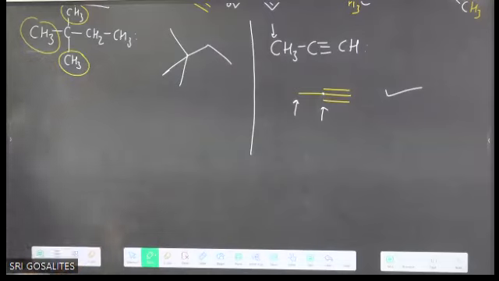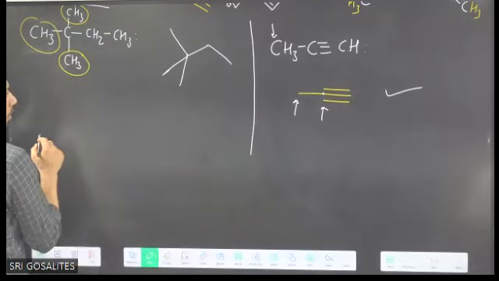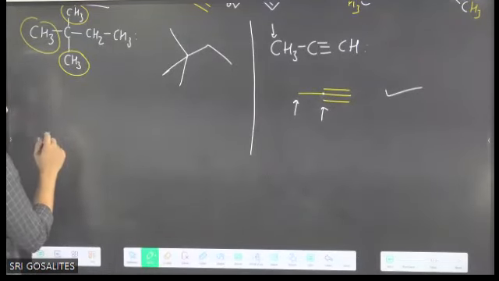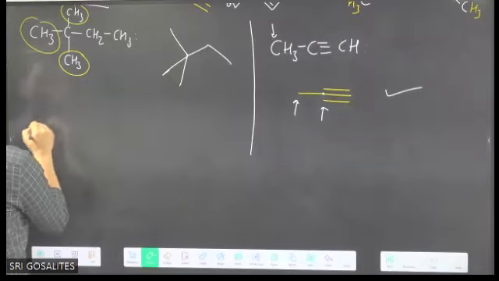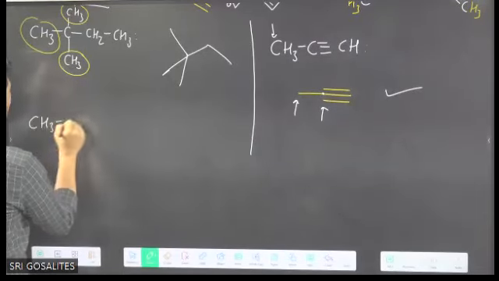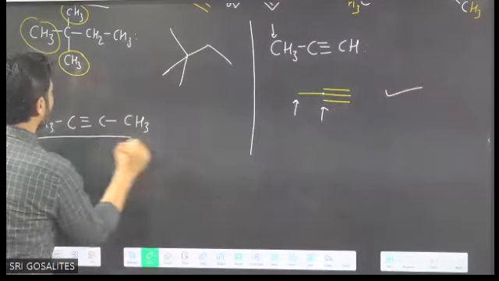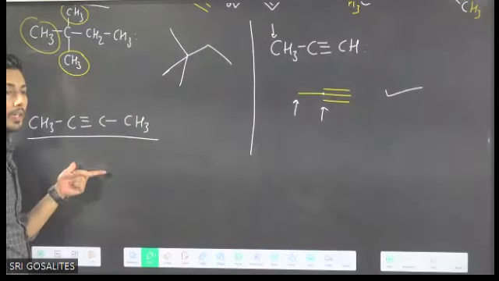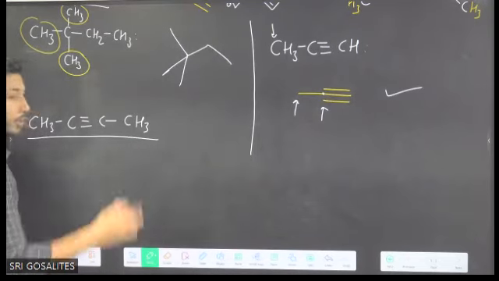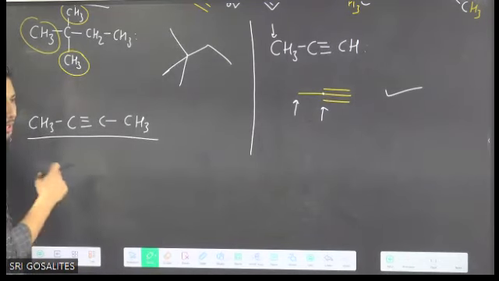Another example I give is CH3 C triple bond C CH3. This can be written in the bond line notation. You also write, I'll also write it. Firstly you try, then I'll mention here.